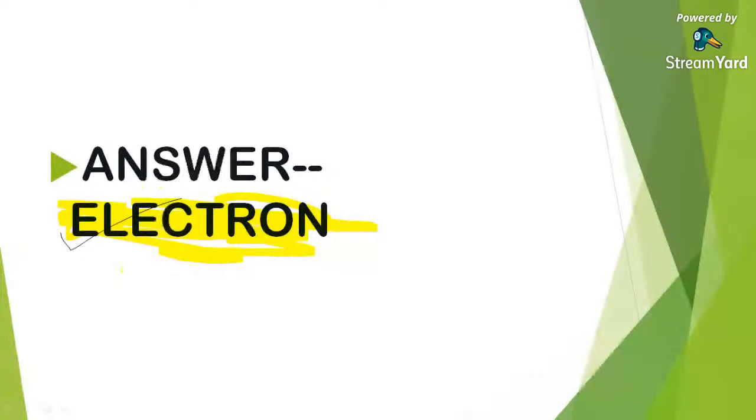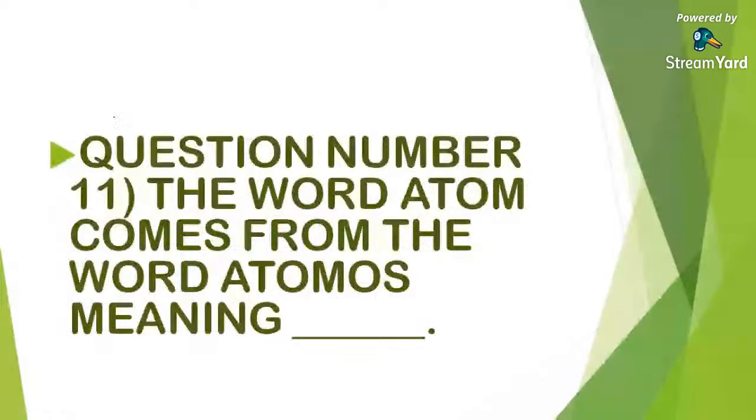And if the question is which one is the chargeless particle present in an atom, then the answer will be what? Neutron. Very good, very nice. Now, the next question is, the word atom comes from the word atomos, meaning, the meaning of atomos is what? Here you have to give the answer, what is the meaning of atomos.